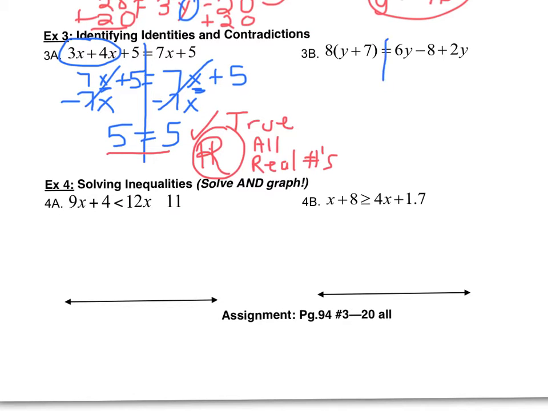When we try the next one, we'll start by distributing. So we have 8y plus 56 equals, now on this side we need to combine the 6y's and the 2y's.